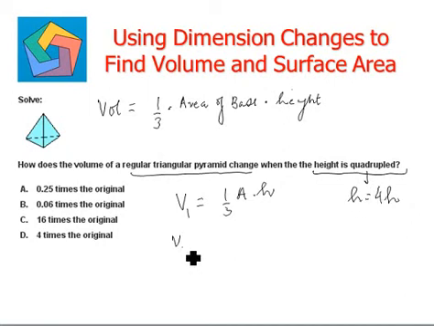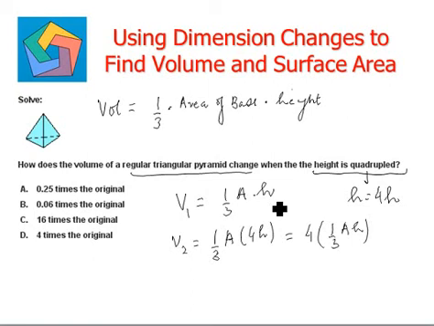So we plug in 4H instead of H. Now this becomes 4 times 1 by 3 A of H. Now if we compare this to V1, we see that now the volume has become 4 times the original. That means option D is the correct answer.